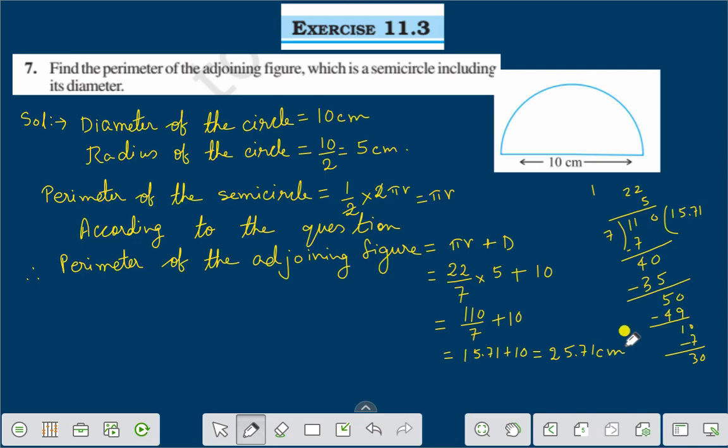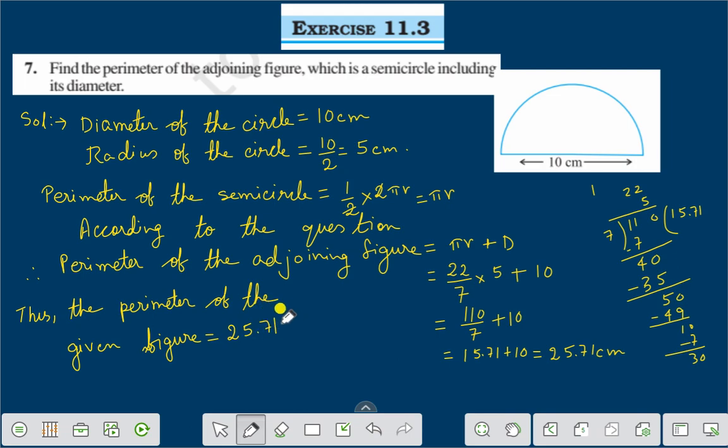Right, therefore we get, thus the perimeter of the given figure is equal to 25.71 centimeter.